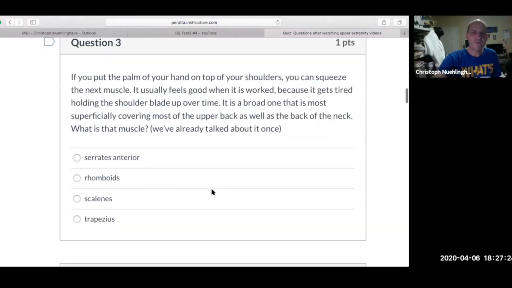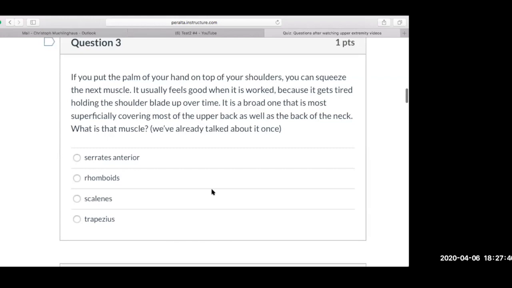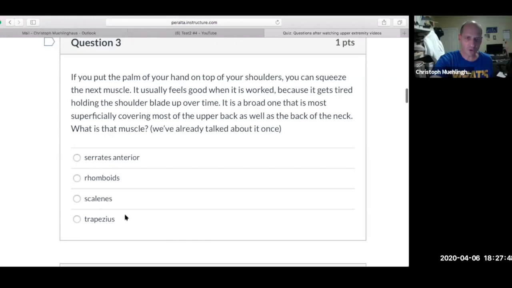Number three, if you put the palm of your hand on the top of your shoulder, you can squeeze the next muscle. It usually feels good when it's worked because it gets tired holding up the shoulder blade over time. That makes sense. It is a broad muscle that is most superficially covering most of the upper back as well as the back of the neck. What is that muscle called? Trapezius. There you go. Trapezius. Perfect.